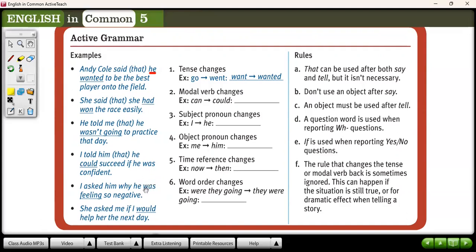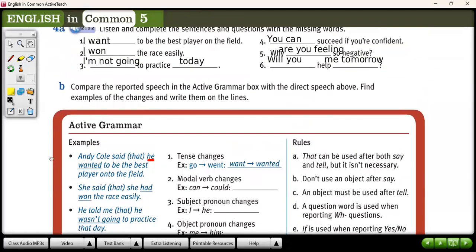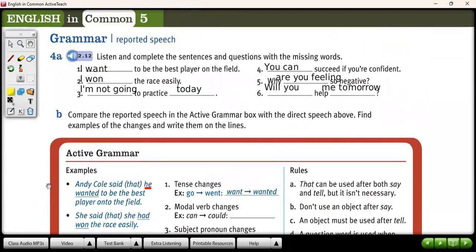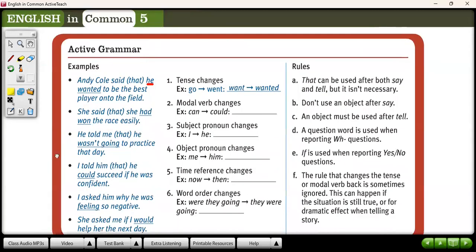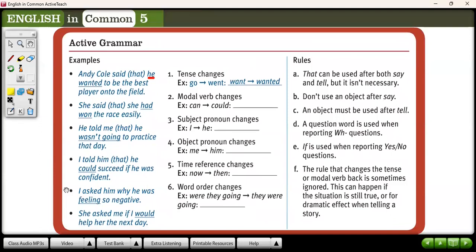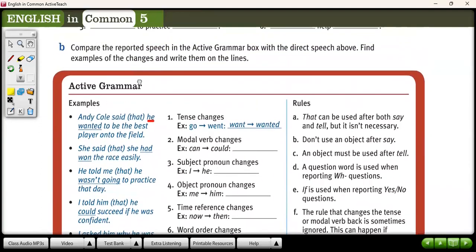Again, I'm changing the verb to be to the past. In the question, the verb to be was in the present. Why are you feeling so negative? Here, I'm changing into the past. Let's see one more example.